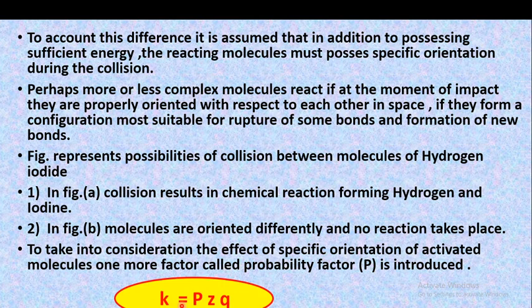So K is equal to P into Z into Q. We have studied the equation K is equal to Z into Q, where Z is the collision frequency and Q is the fraction of total number of molecules. Here a new factor P is introduced, which is called the probability factor. Probability means possibility of collision, that is, possibility of reaction. That factor is denoted by capital P, and K is called the specific reaction rate. This is equation 1.